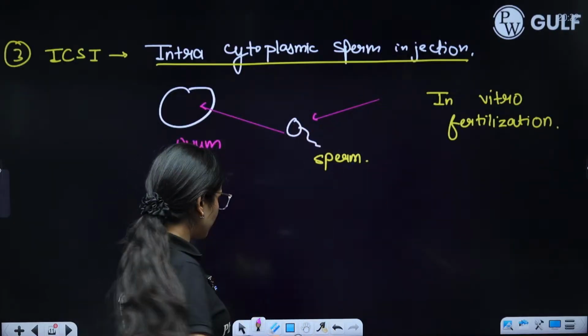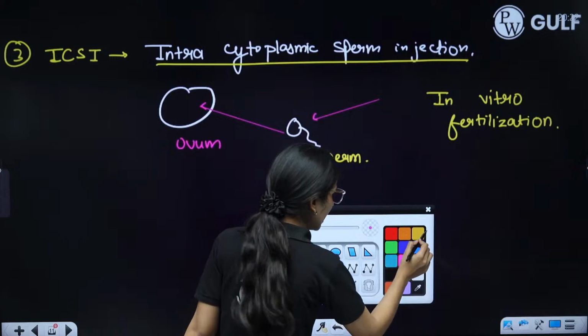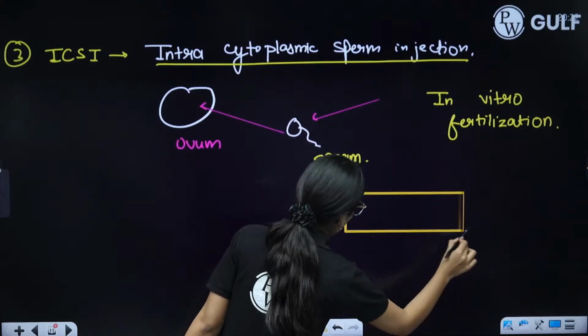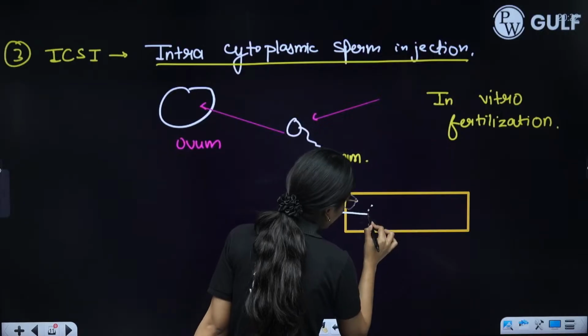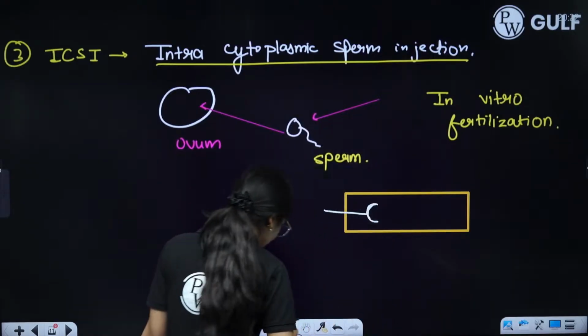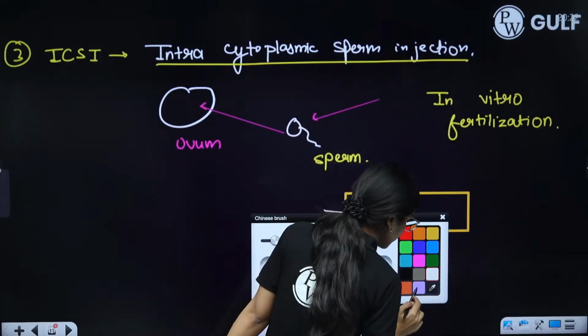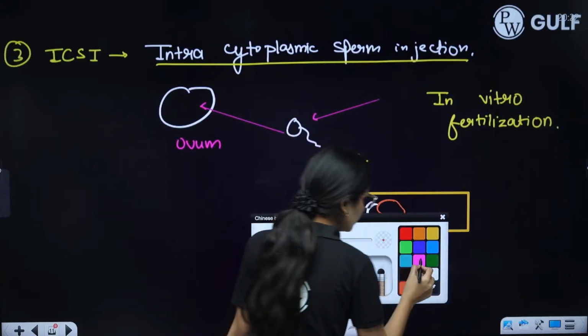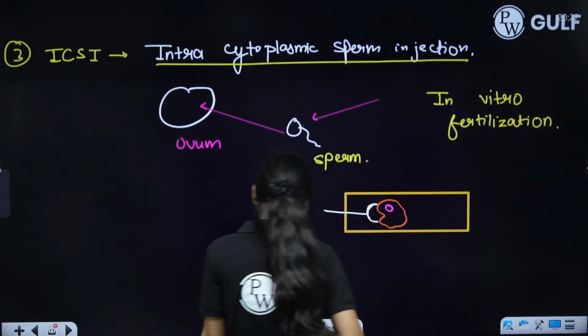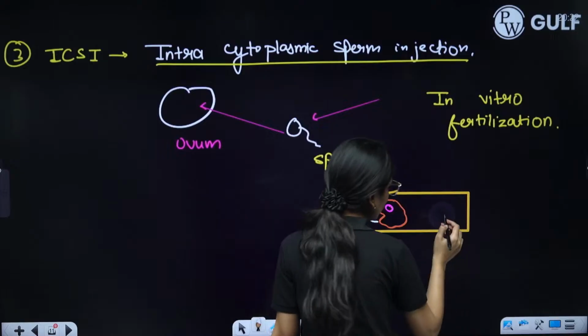There you will see that on the slide they have a slide like this, and then very small tools are there. Obviously they have a small tool holding the ova in place. This tool is holding the ova in place, and this is the nucleus of the ova. Then they bring the sperm injection.